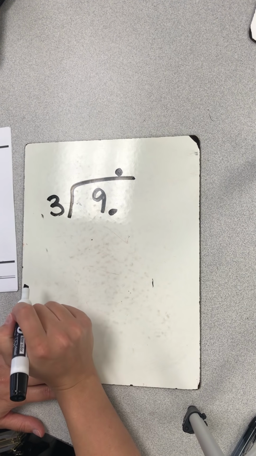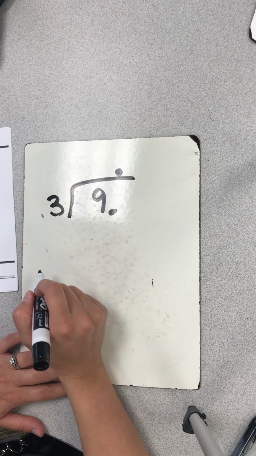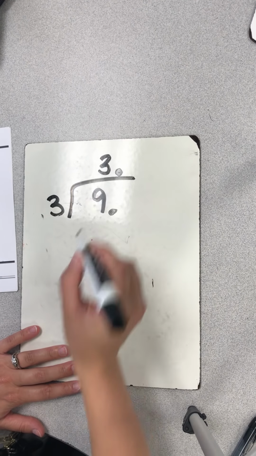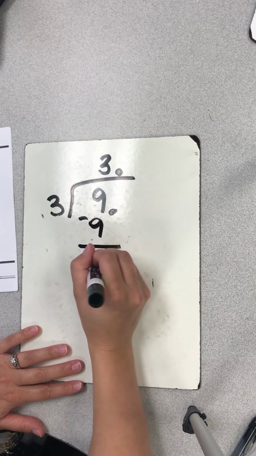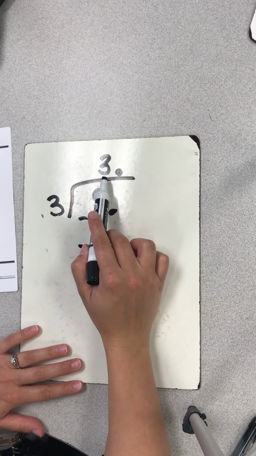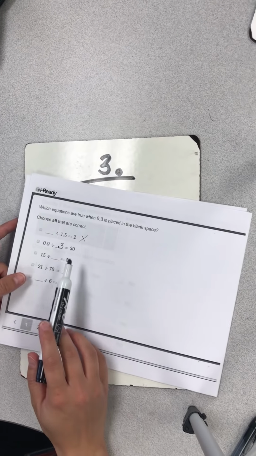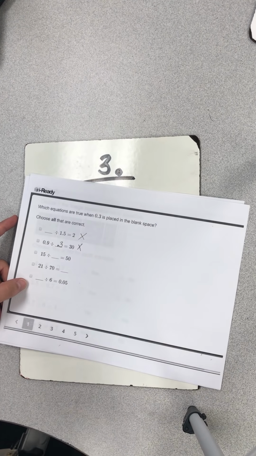Now we're dividing 9 by 3. Well, how many times does 3 go into 9? I know that 3 goes into 9 3 whole times. So I'm going to put my 3 above my 9. 3 times 3 gives me 9. When I subtract, I have nothing left over. So my 3 is actually a whole number here. They wanted to know, is your answer going to equal 30? We know that it equals 3, so this one would be a no.